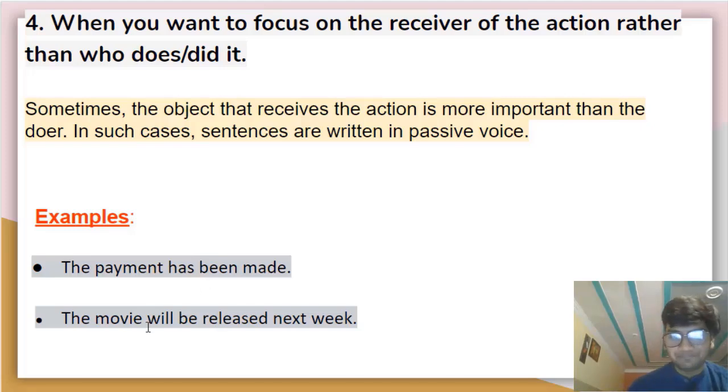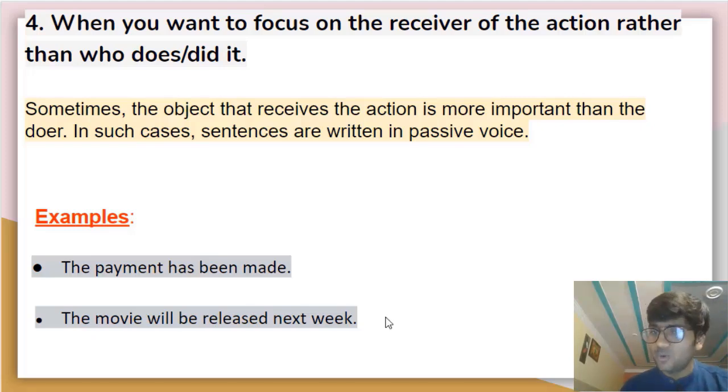Okay. Second example, the movie will be released next week. Obviously, somebody will be doing that. Who? Not important, sir. We are not interested in the person who is going to do this action. We are interested in the object, the movie that is going to be released. The movie will be released next week.